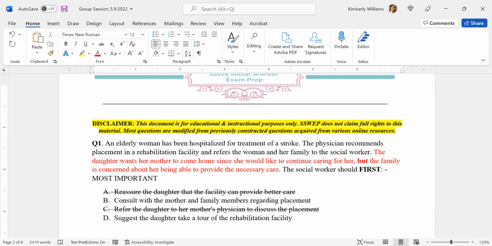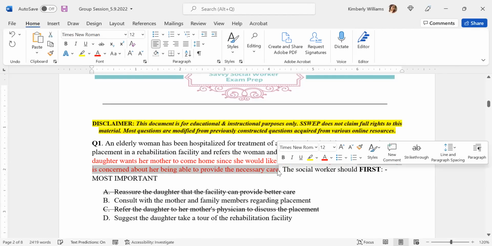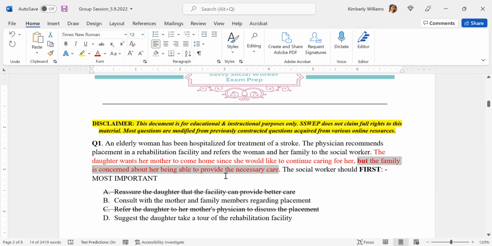Okay. So one thing I want y'all to focus on when y'all are picking these answers is to make sure you're focusing on the presenting problem. The daughter wants her mother to come home, but the family's concerned about her being able to provide the necessary care. So is suggesting that the daughter take a tour of this rehabilitation facility going to address the fact that the family is concerned that the daughter can't provide necessary care?